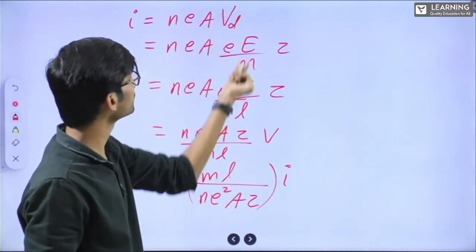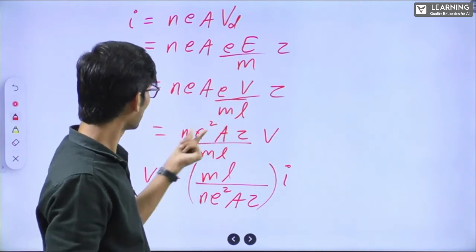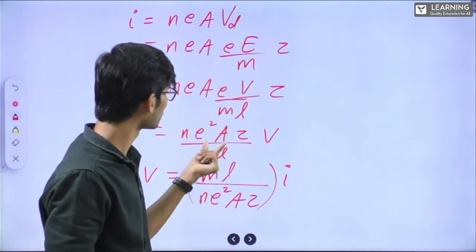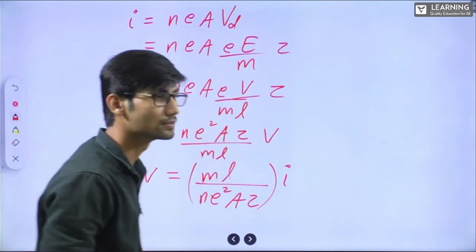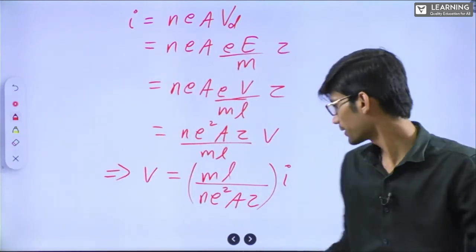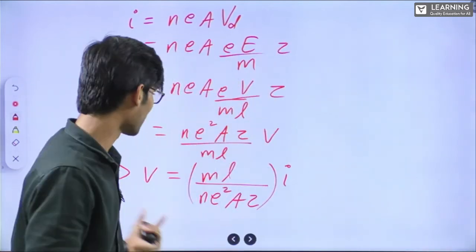Ne A Vd is eE by m into tau. So this is Ne square A tau V upon ml. V will be ml upon Ne square A tau into I. Correct? See this formula.